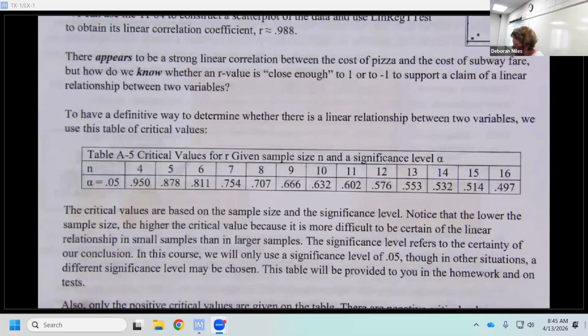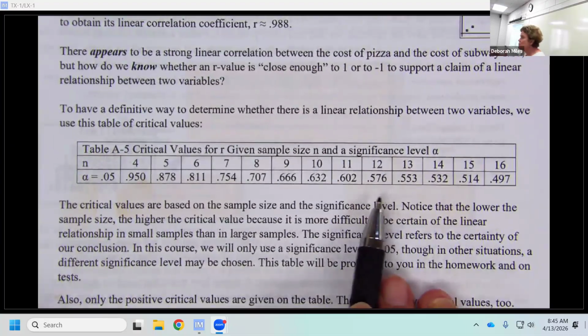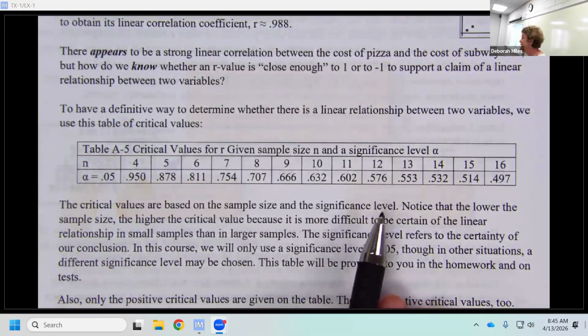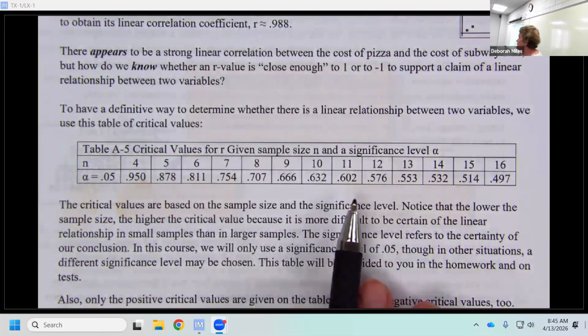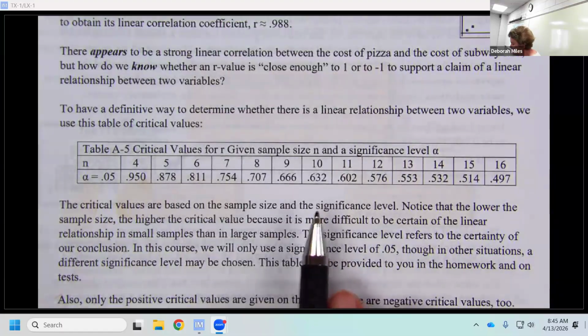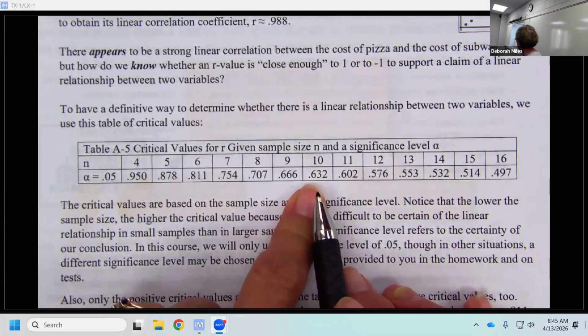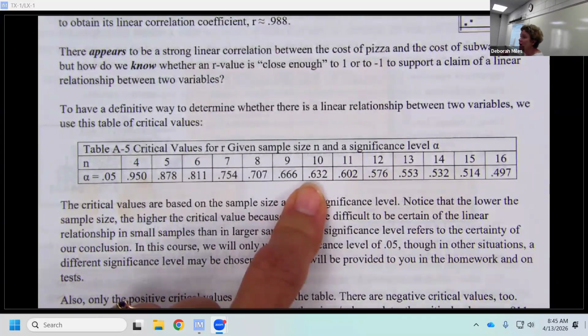Also, only positive critical values are given, but for each positive critical value, there's a negative critical value as well. So there are problems in the homework that say give the critical values, plural, for a sample size of 10. If it says plural, then not only will you give the positive 0.632, but negative 0.632 as well.